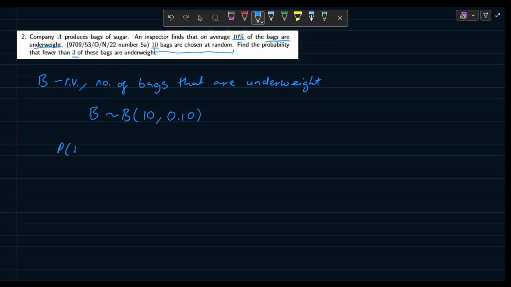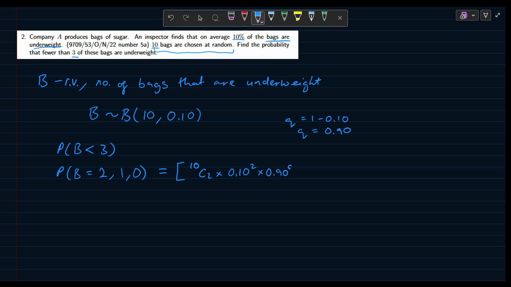So we want to find the probability that fewer than 3 of these bags are underweight. So we want to find the probability that B is less than 3. Fewer than 3. So less than 3 would be the probability that B is equal to 2, it's equal to 1, and it's equal to 0. So let's evaluate all of these probabilities, starting with B is equal to 2. So that's going to be 10 choose 2, multiplied by 0.10 to the power 2, and Q is going to be 1 minus 0.10, so Q is 0.90. So this is times 0.90 to the power 8.